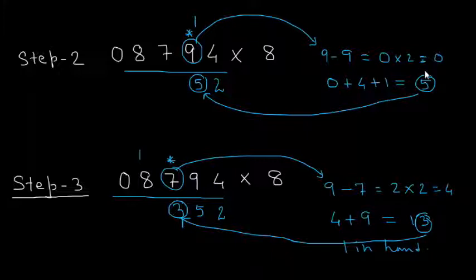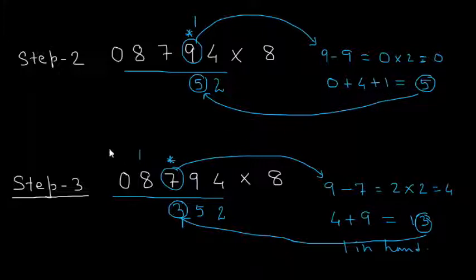So what we do, we'll put 9 minus 9, 0 plus 4, the right hand neighbor, that is 4, plus 1, 1 is the carry. So we get 5. We put 5 here.